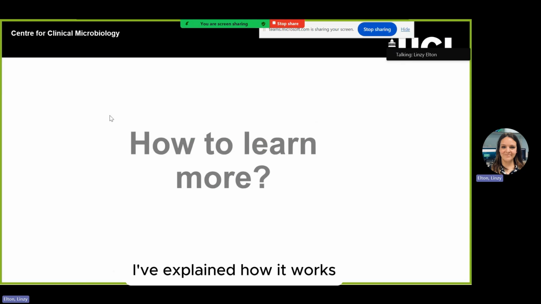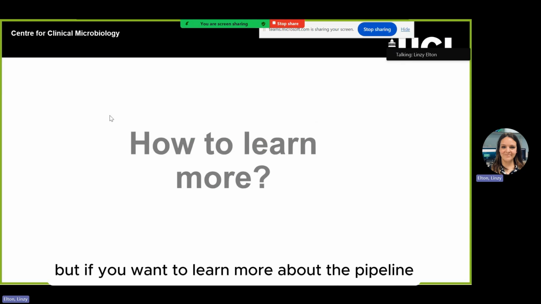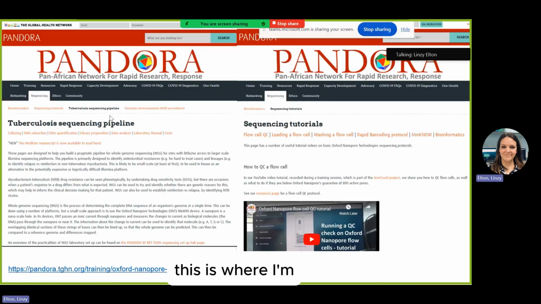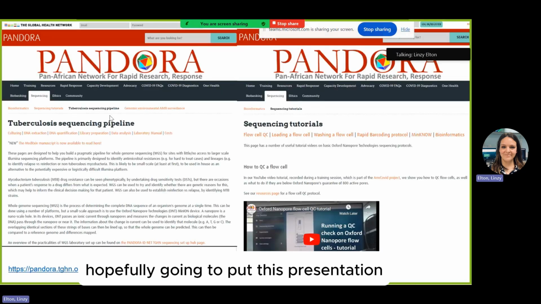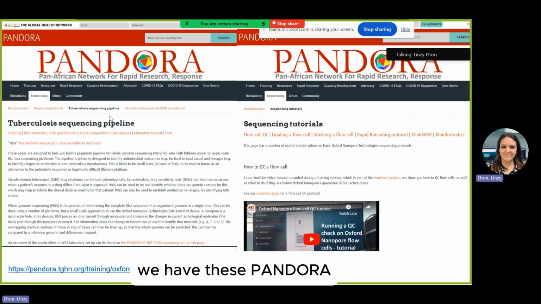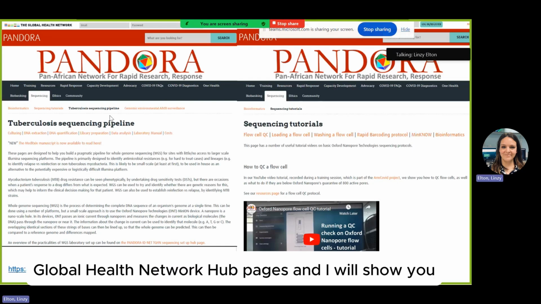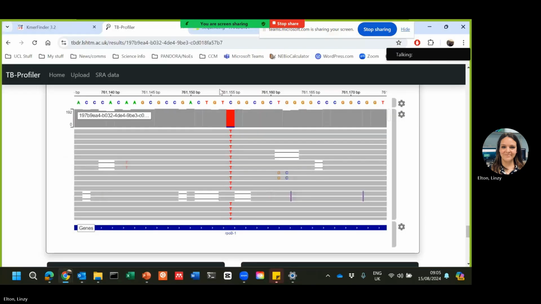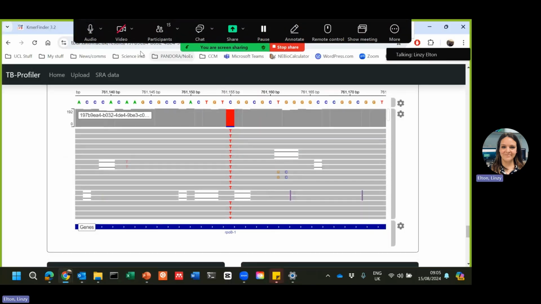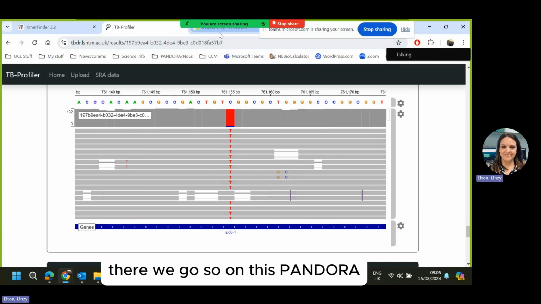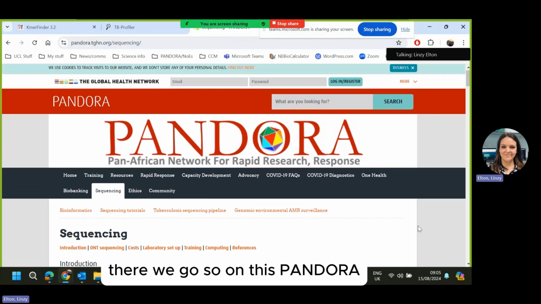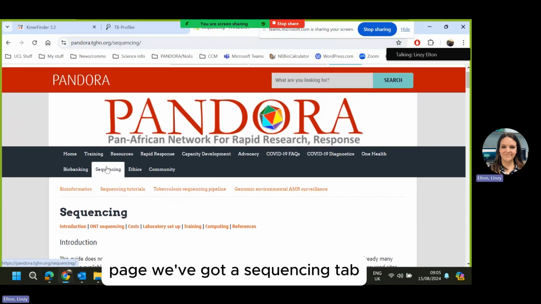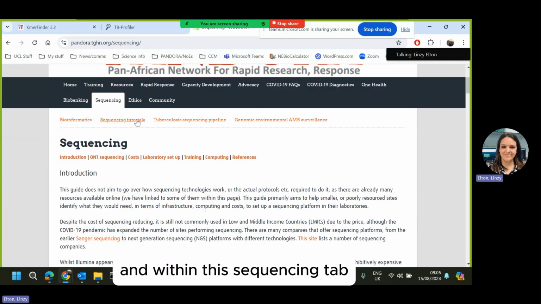I've explained how it works and how you can go about doing it, but if you want to learn more about the pipeline, we have these Pandora Global Health Network Hub pages, and I will show you. On this Pandora page, we've got a sequencing tab, and within this sequencing tab, we've got a number of child pages.